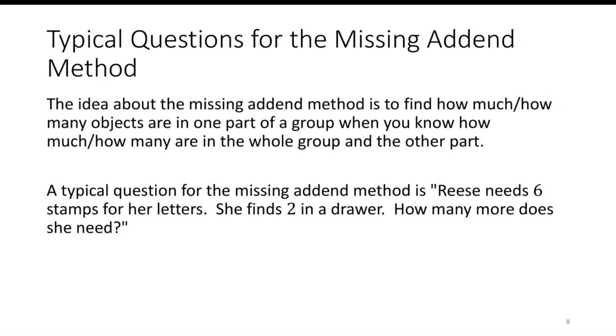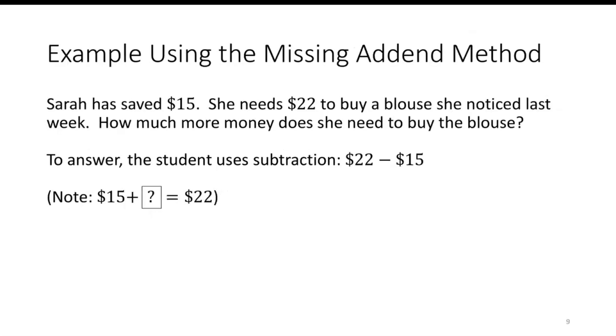A typical question for the missing addend method would be something like, Reese needs 6 stamps for her letters. She finds 2 in the drawer. How many more does she need? So she has 2. She needs 4 more. That would be the missing addend method. Another example, Sarah has saved $15. She needs $22 to buy a blouse she noticed last week. How much more money does she need to buy the blouse? Again, to answer this question, we use subtraction. $22 minus $15. Or in the missing addend method, it's $15 plus what is equal to $22.